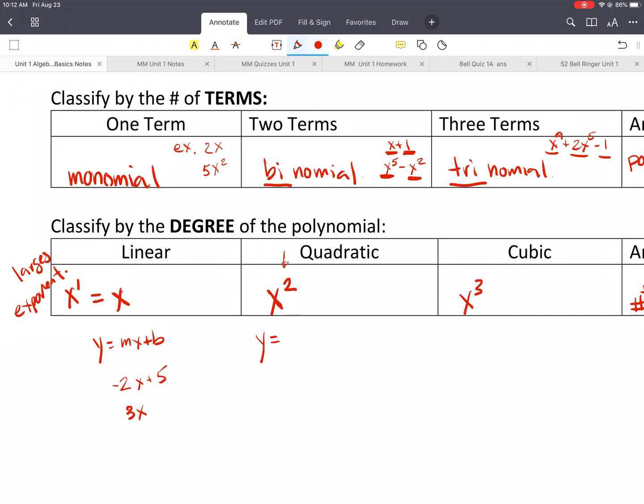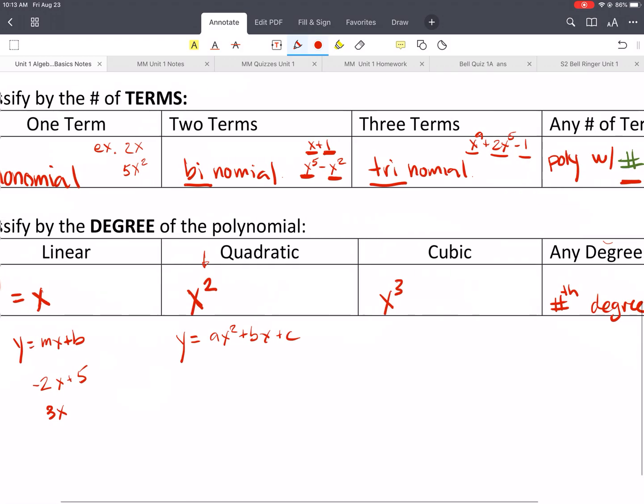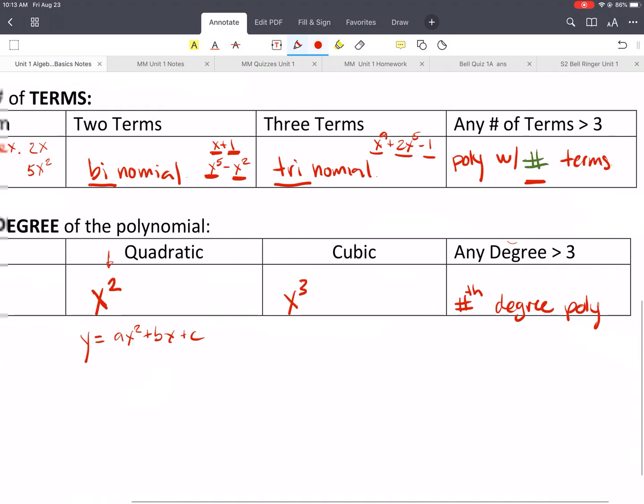So an equation like this would be y equals ax squared plus bx plus c. All right, and we'll be learning about that a lot in the future. Okay, cubic, the highest exponent is a 3. So anything like 2x to the 3 plus 1 or something like this, that would be a cubic because it has the highest exponent of 3.